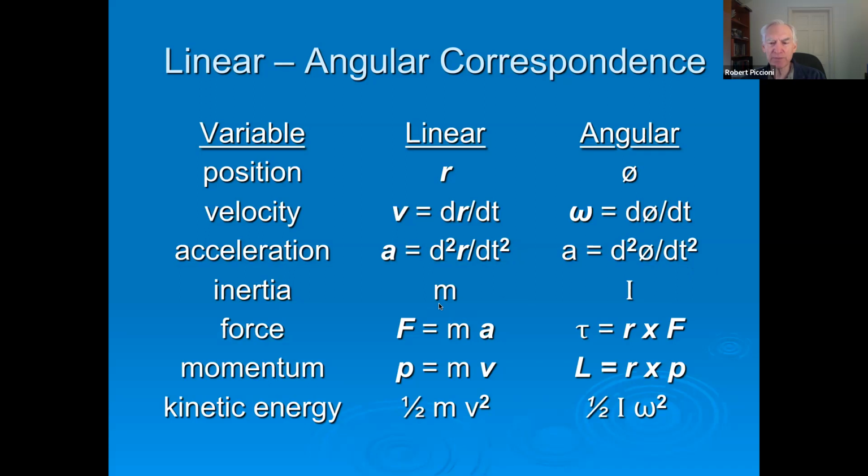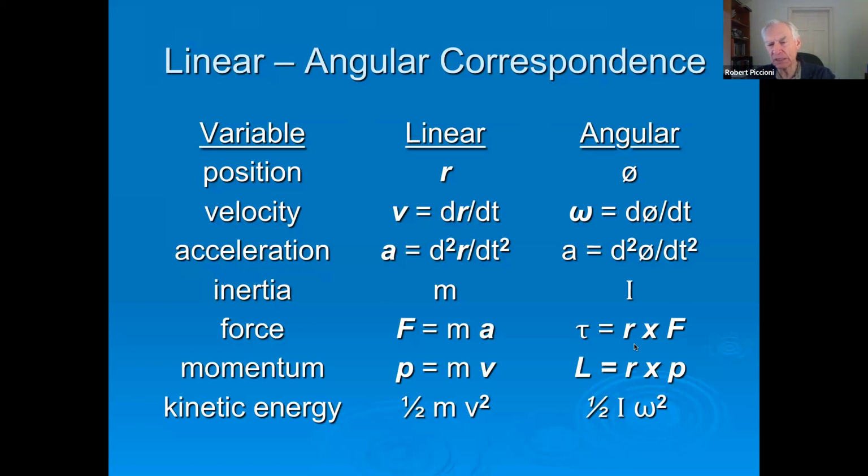We used to just talk about mass, and now we have to talk about something a little more complicated, which is called the moment of inertia, I, and we will talk about what that is in the next few slides. We had a linear version of force, F equals ma, and now we have an angular version, which is tau equals R cross F. And tau is also a vector, so this should be italicized and bolded, and I neglected to do that, but this is a vector, and this is a peculiar vector.